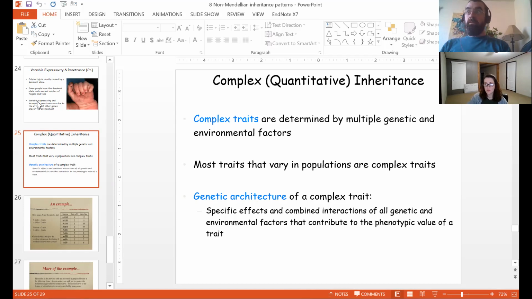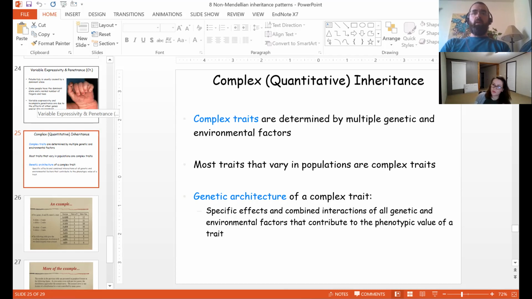Because if you look at enough individuals and stare into their eyes, you'll see that some people have brown eyes, some people have really dark brown, some people have hazel, some people have flecks, some people are green, gray, blue. Clearly, that cannot be controlled by one gene, because otherwise, you wouldn't have all those different phenotypes.